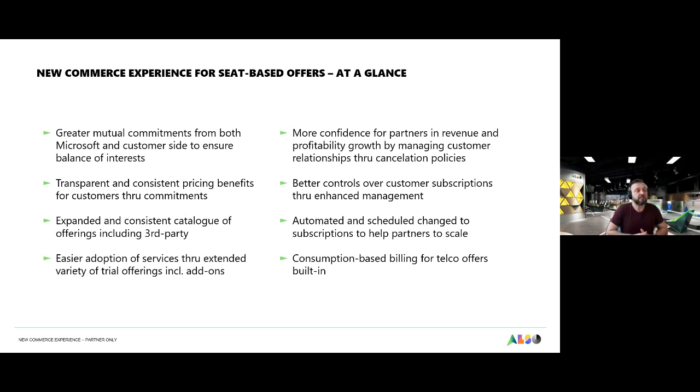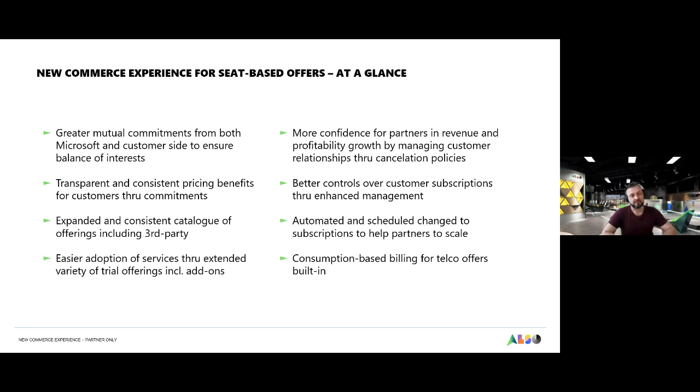So what is new commerce about? It's all about the greater mutual commitments from all sides. So that means that Microsoft gives commitments, like the price protection, for example, maybe for a longer period, like a 3-year SKUs in CSP. And that's a greater commitment also from the customer side, where the customer will agree to stay with Microsoft and the reseller for a certain amount of time. So like locking the customer for a certain amount of time.